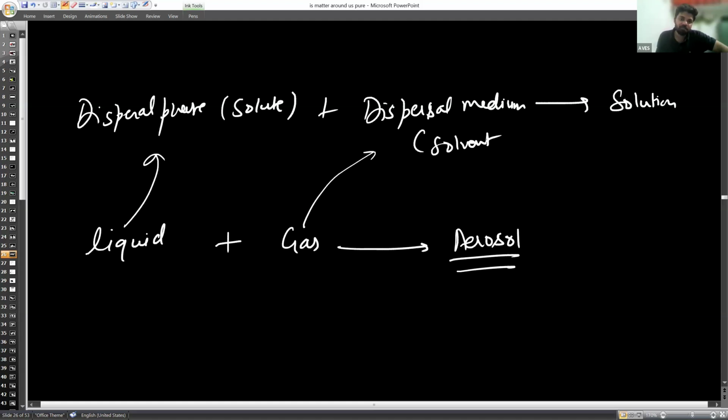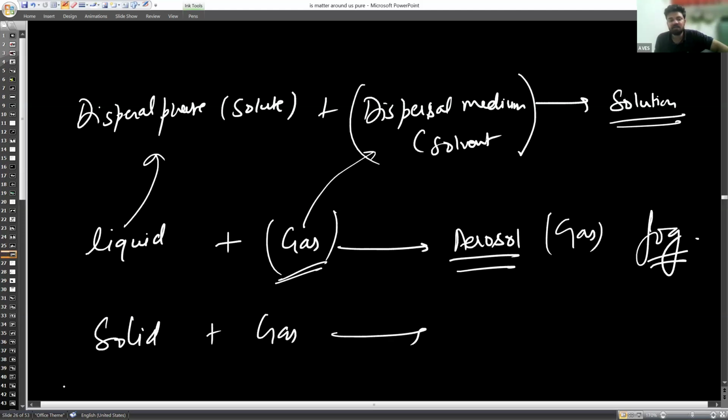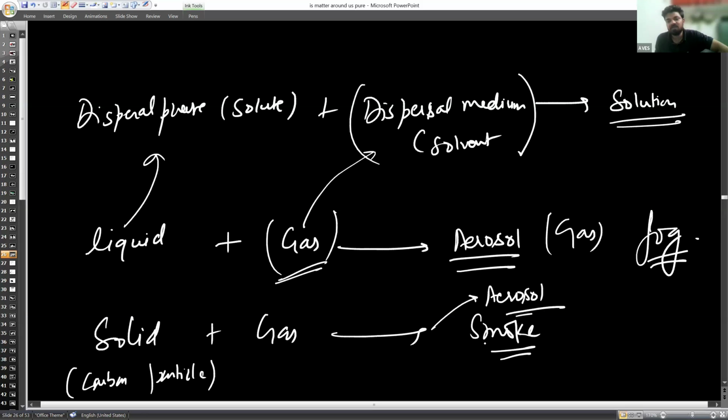The state of dispersal medium is the same as that of solution. So if the dispersal medium is gas, the aerosol is also gas. For liquid, the example is fog. For solid dissolved in gas, like the carbon particles, here it is smoke. Smoke is an example, but it is also called aerosol.